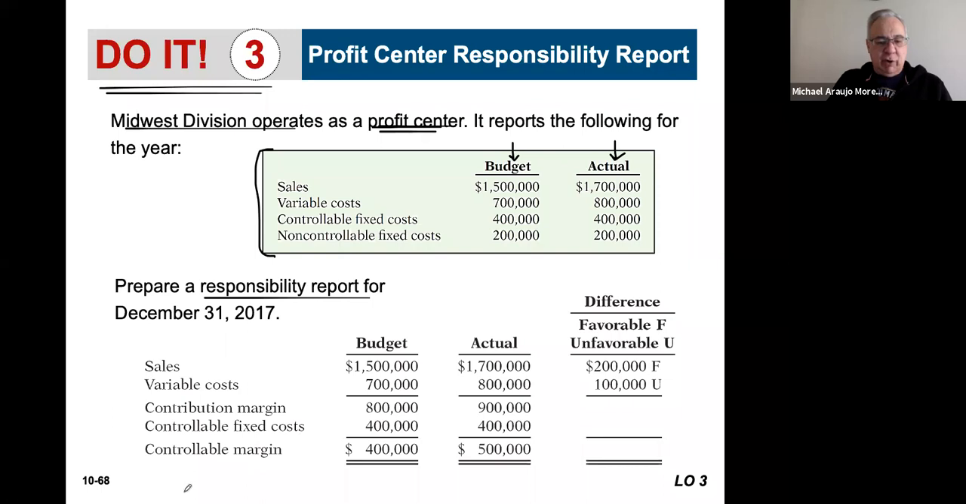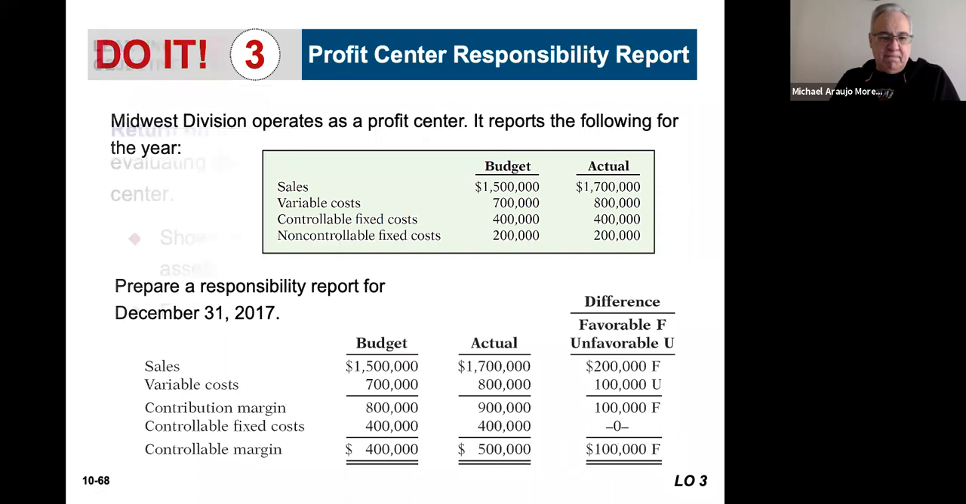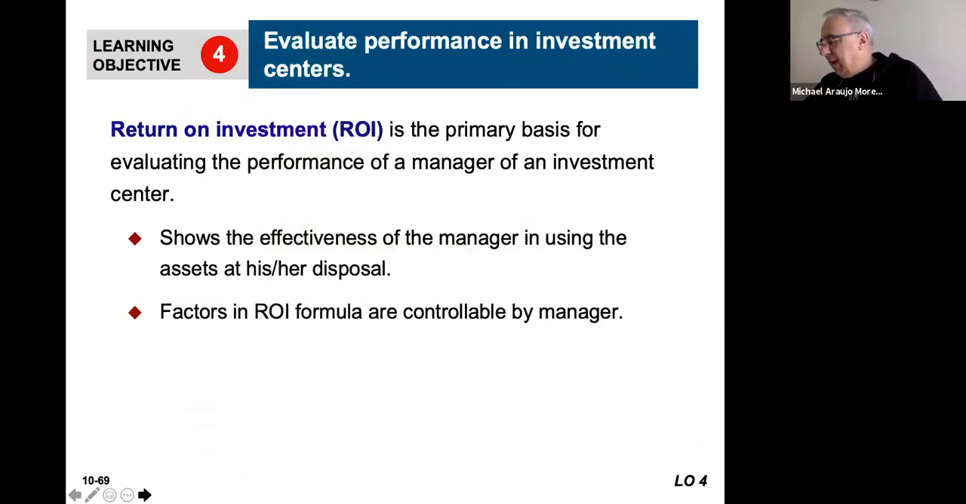And so their contribution margin is actually the difference there. It's 100,000 favorable because they had budgeted for an $800,000 contribution margin. They actually got 900,000. That's 100,000 more. That's why it's favorable. Controllable fixed costs are equal, leading to a controllable margin that's $100,000 favorable, a difference between budget and actual. Okay, again, not a ton to do there, but enough.